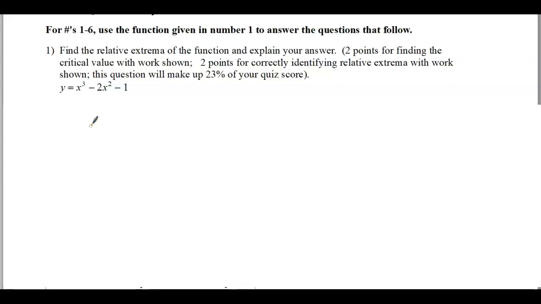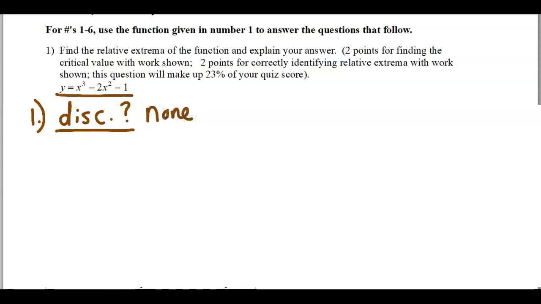So the first thing that I would encourage you guys to do is to make sure that you identify any discontinuities, because if there's any discontinuities, then those do not qualify as relative extrema. You can't have a relative extrema if there's no point there. Okay, now since this is a polynomial, there are none. So we're good to go. We can move on from that. Number 2, you want to find your critical values.